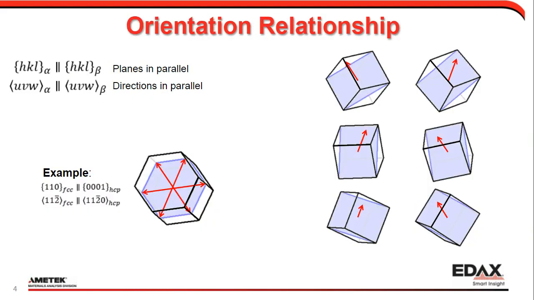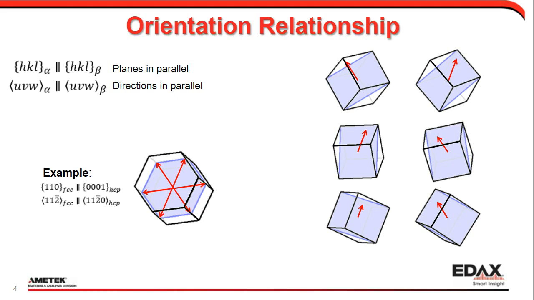So we have an inverse problem than what I showed in that first slide. We have planes that we know are parallel, and here's an example of 110 planes in an FCC structure parallel to the basal planes in HCP, and the 112 parallel to the 112 bar 0 in the HCP. And you can see now there would be 6 potential parents for that orientation relationship.